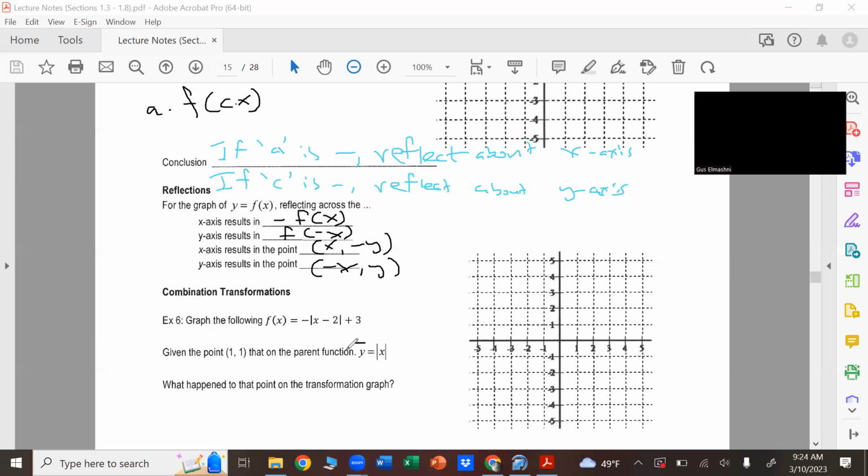Let me do the parent function in black. This is absolute value. You guys should know this.